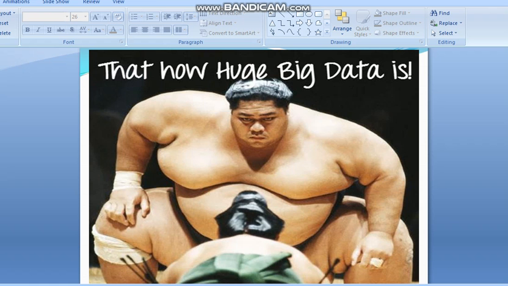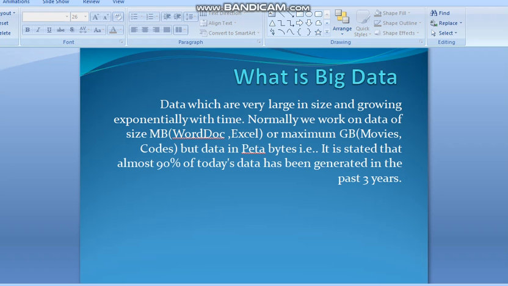Big data is a collection of data that is huge in volume and growing exponentially with time. At every second, data increases. It is a collection of data so large in size and complexity that traditional database management tools cannot store it. So what is big data? Data which is very large in size.